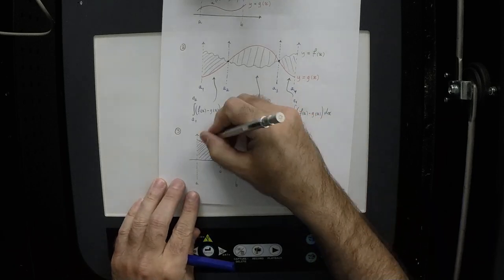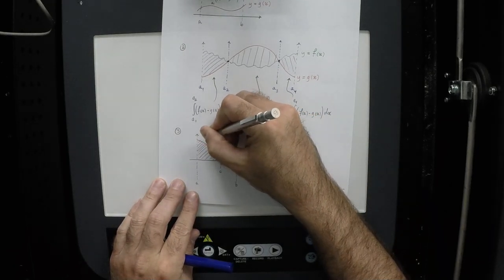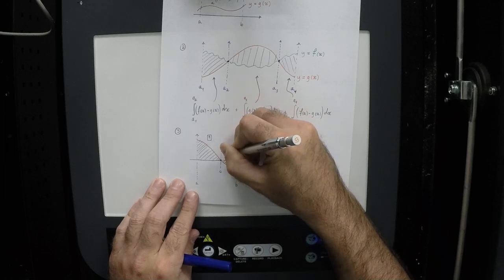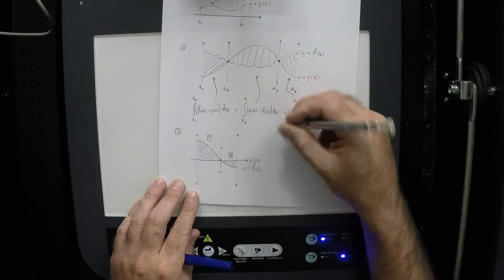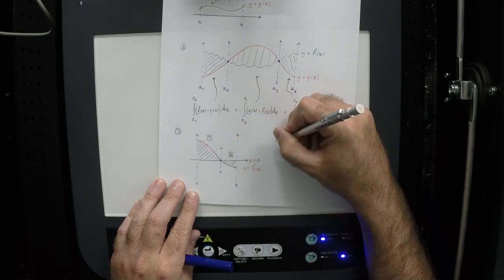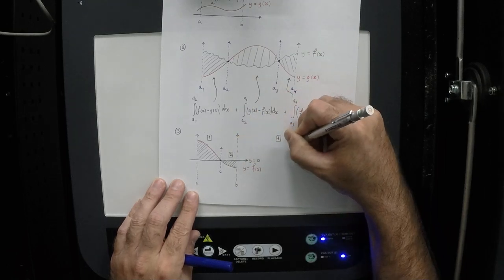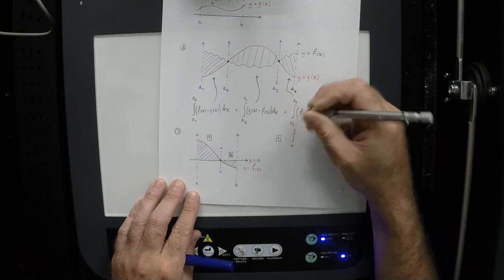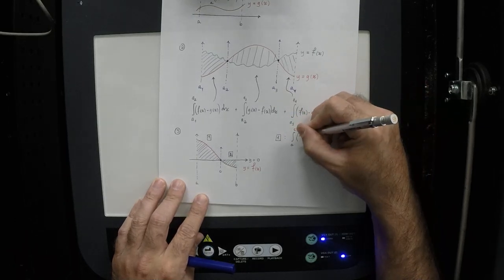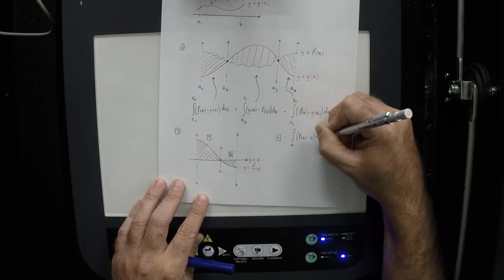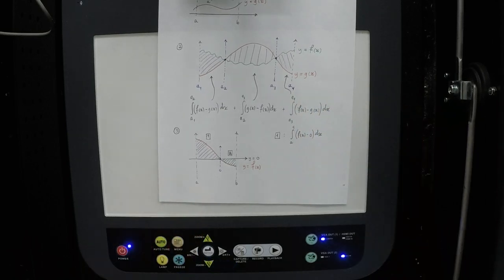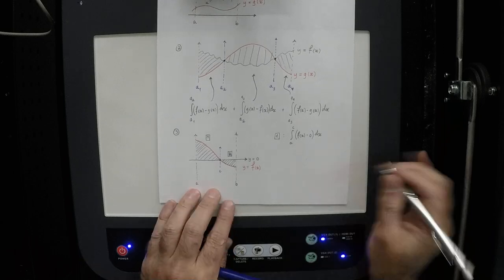So if we refer to this as region one, and this one as region two, the area of region one is the integral from A to C of f of x minus zero dx. And of course, you don't really write the minus zero, right? You just ignore that.